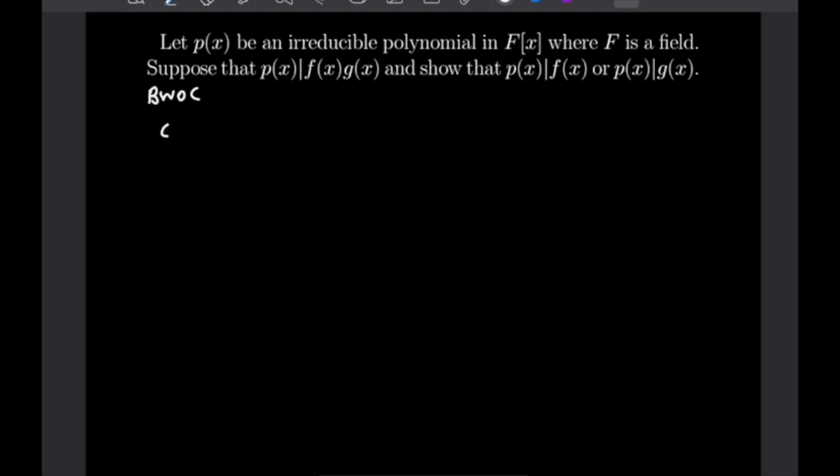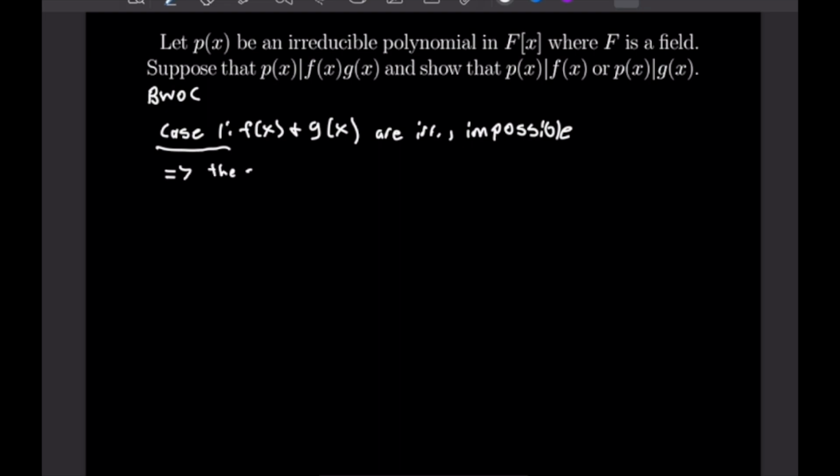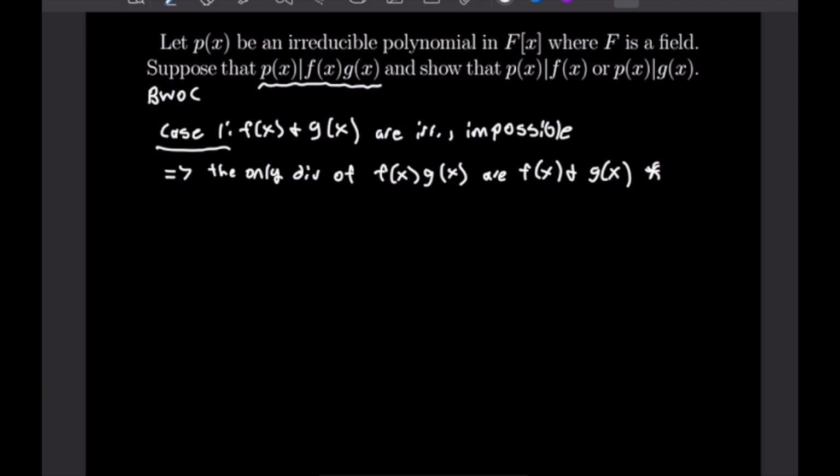So let's start with case 1. And case 1 is going to be that both f of x and g of x are irreducible. But we can see that this case automatically is impossible, as that would mean that the only divisors of the product of f of x and g of x are f of x and g of x. And that goes against our supposition that p of x divides f of x times g of x.